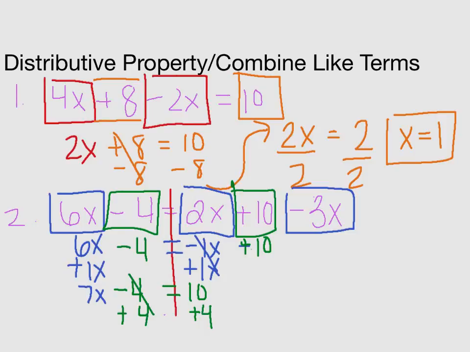And then I'm left with, write it up here, 7x equals 14. I need to get rid of my 7, so I divide both sides by 7, and I'm left with x equals 2.